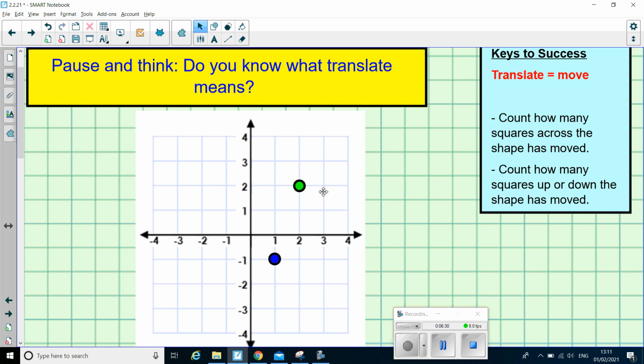If the green dot was my original dot and it had been moved to end up as the blue dot, then it's different, isn't it? The green dot would have been translated 1 square to the left and 3 squares down. Okay, it's really important that you count both across and down when you're doing this, and take your time with it. Count really carefully. If you need to draw on your screen or on your piece of paper as you're doing it, okay, that's completely fine as well, little marks along the way.